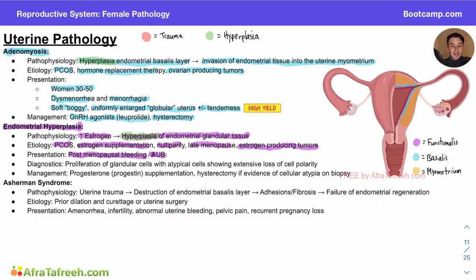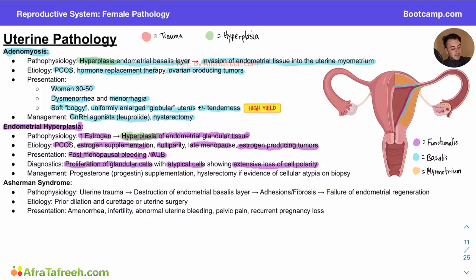In terms of our diagnostics, this is going to be where the high yield part comes in. In adenomyosis, we were talking about the physical exam findings, but in endometrial hyperplasia, it's going to be all about the histology. And what is that histology going to sound like on exam day? It's going to sound like proliferation of glandular cells with atypical cells showing extensive loss of cell polarity. Those are all going to be hot words describing our endometrial glandular hyperplasia here.